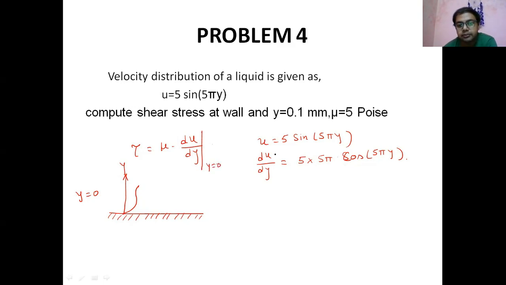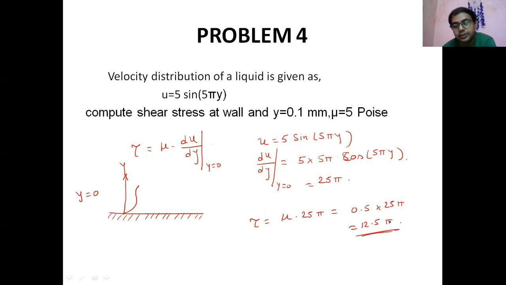So what would it be if you take du/dy at the wall? Cos 0 is equal to 1, so 25. So the tau value will come as mu into this value 25. Mu is already given as 0.5 Newton second per meter square, into 25. So 12.5 is the answer for this question.